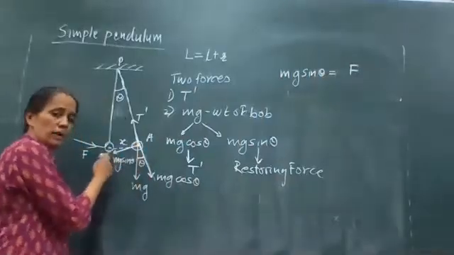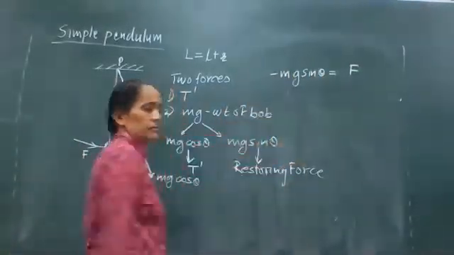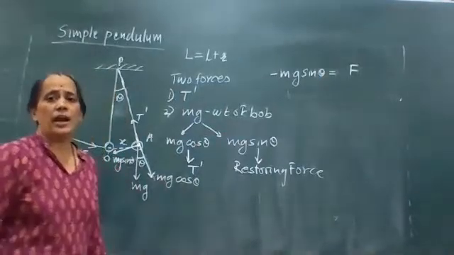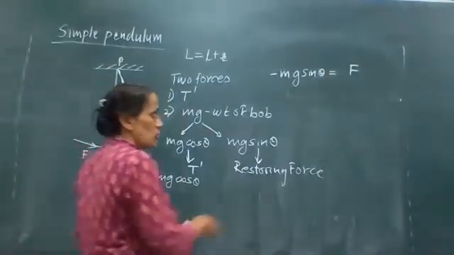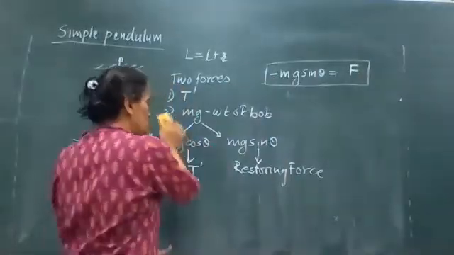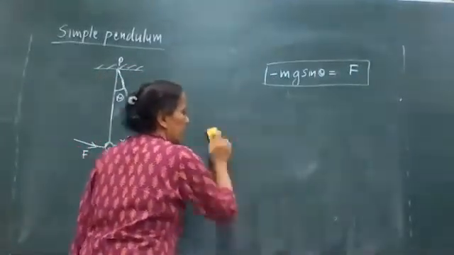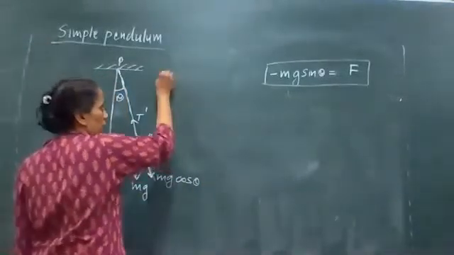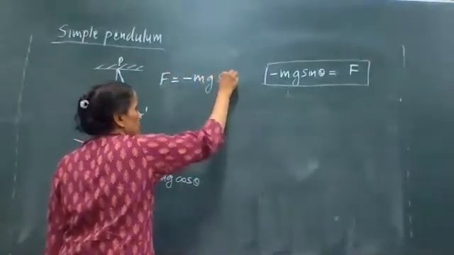But the direction of mg sin theta is towards the mean position. So I can use here the minus. So the minus sign indicates that the direction of the mg sin theta component is towards the mean position. So now I can concentrate on this equation. And using that equation, now I can find out the period of this simple pendulum. Clear? So now this value I can write down, F is equal to minus mg sin theta.